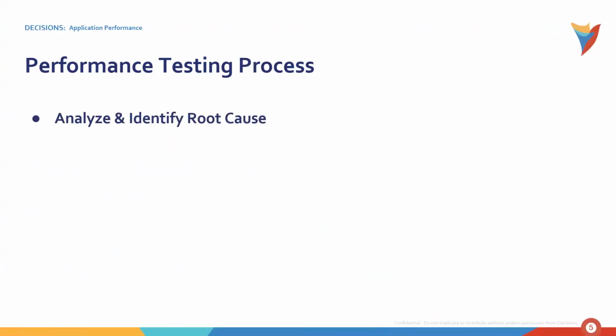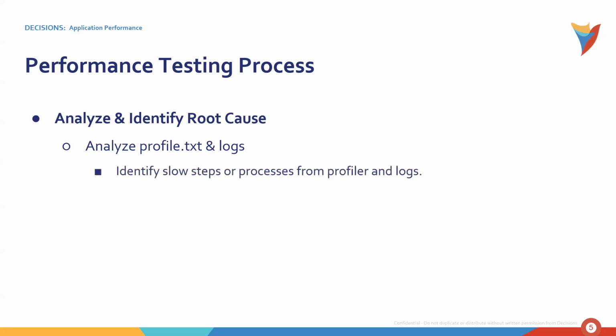So the next step is identifying the cause of slowness. The profiler.txt that was downloaded previously, the logs which were downloaded previously, now we need to analyze that to identify the reason for slowness. So if it is a step, we need to identify what step is taking too long, how many times a step is executing. All of this information, we should analyze it and document it so that we can go ahead and fix it later.